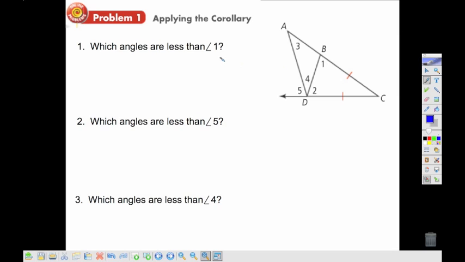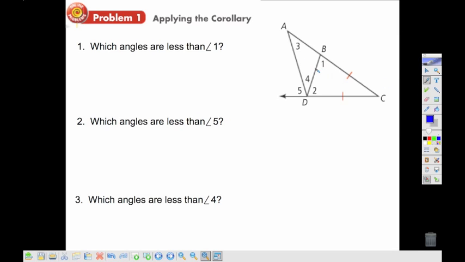In this kind of problem, we're looking at a figure that has some exterior angles and some interior angles, and we want to know which angles are less than 1. Now we want to know for sure. We can't just go by what it looks like on our picture because our picture could move a little bit, but we're looking at the relationship of the angle.